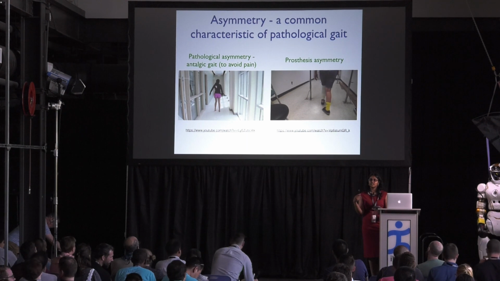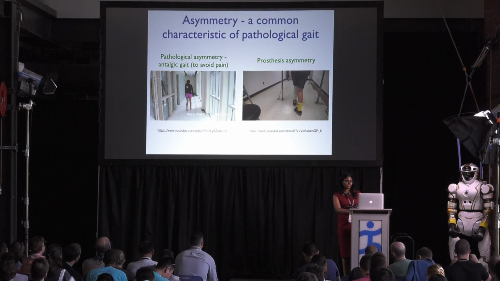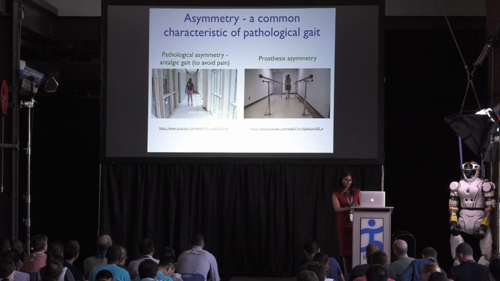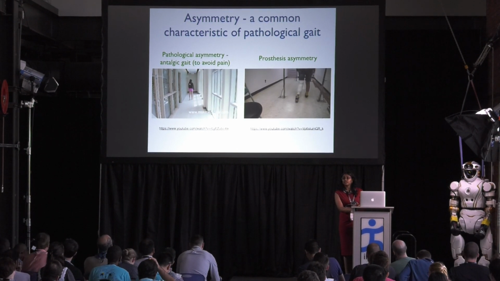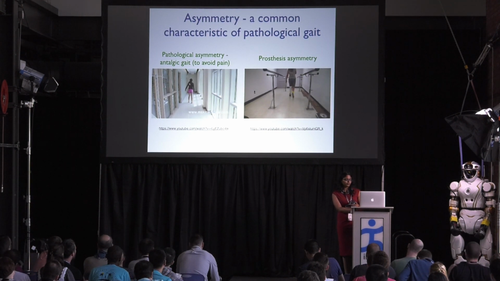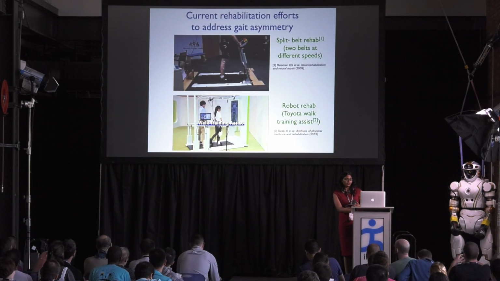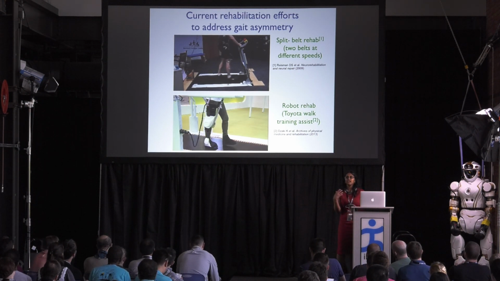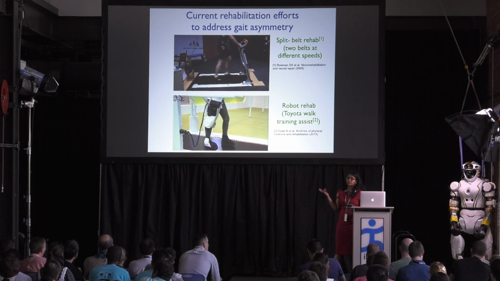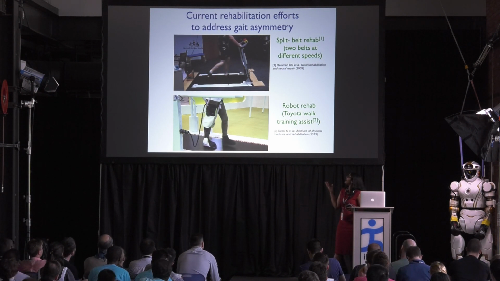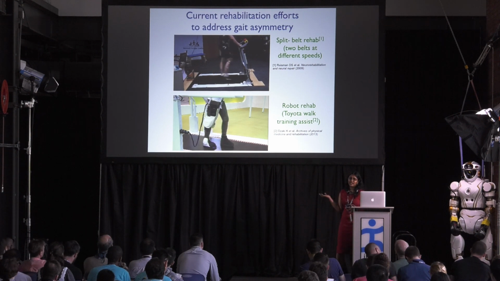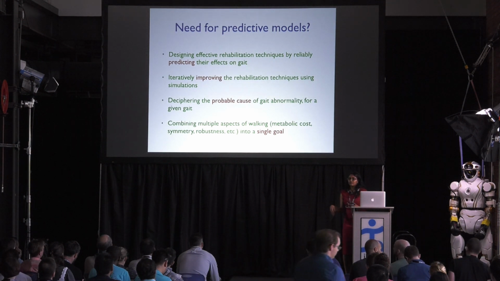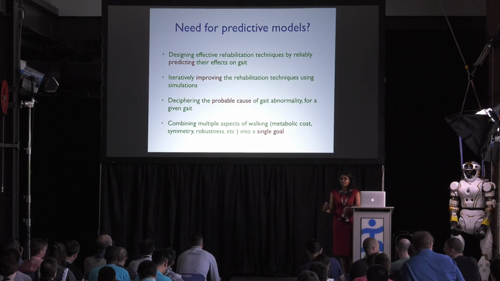The motivation for this is that asymmetry is a common characteristic in pathological gait, like people with stroke or unilateral amputees wearing a prosthetic leg. And so we would like to be able to predict asymmetric gait. There are rehabilitation efforts towards addressing different forms of asymmetry, for instance the split belt walking paradigm out of Amy Bastian's lab, or rehab robots like the one here, the Toyota Assist. And we would like to predict asymmetric gait.